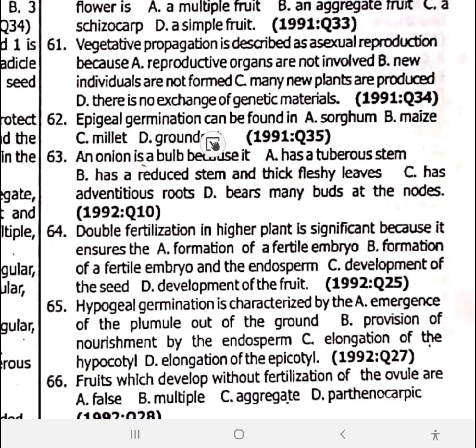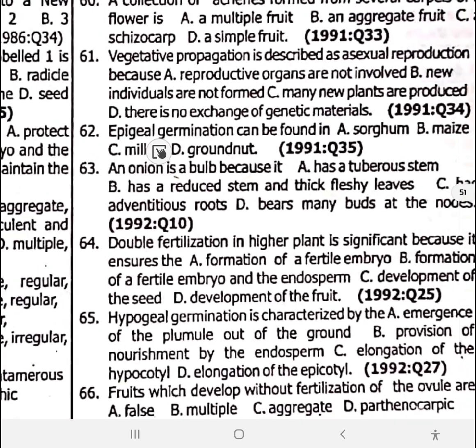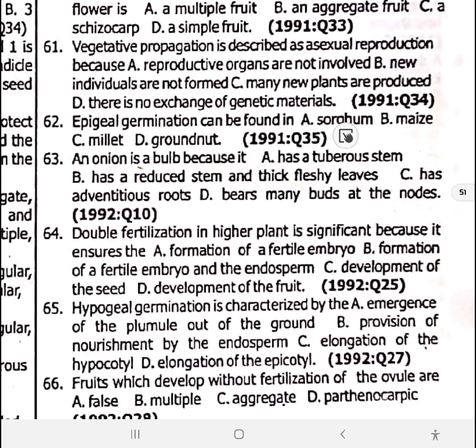62. Epigea germination can be found in granite, right? All cereals, sorghum, millet and granite are hypogaea in nature. So 62 is option D. Don't forget 61 is option D too.